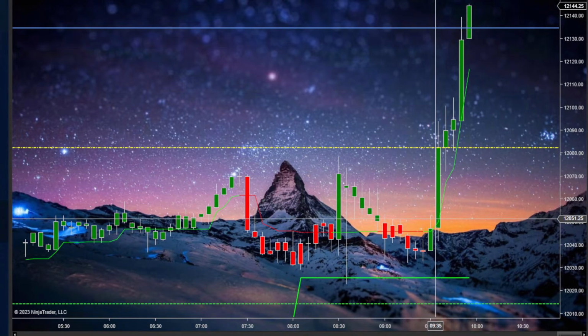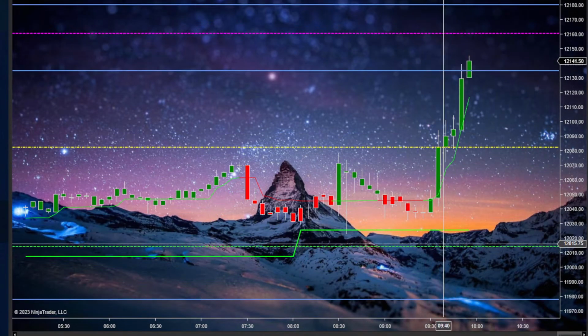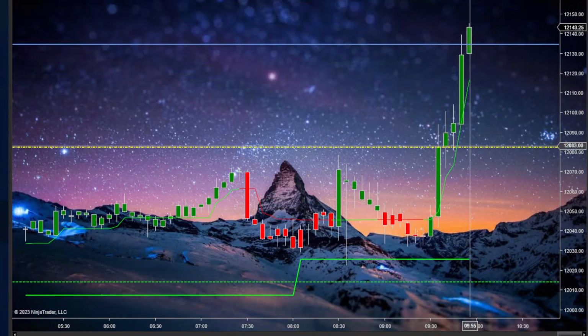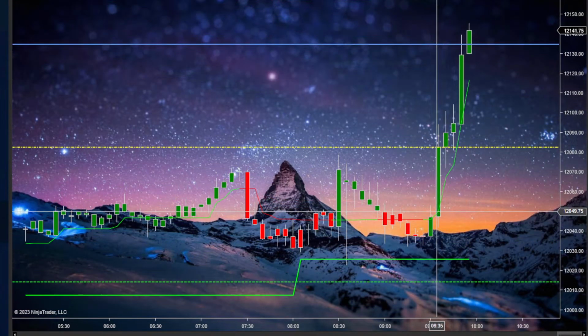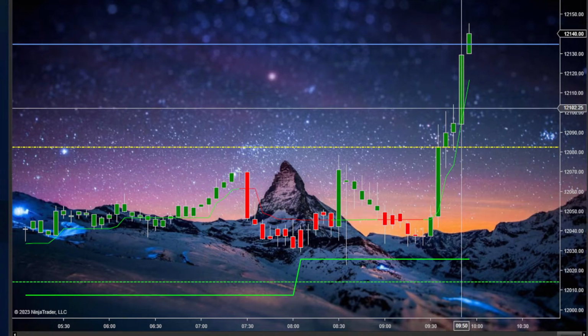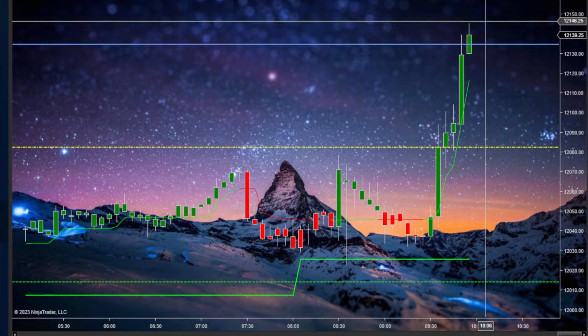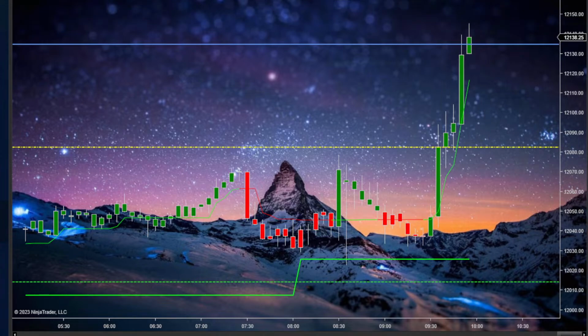But look at that beautiful long. Because mine was flagging. It was flagging right here, and then it didn't. It stopped. But a long from 12,050, and now we're at 12,150. That's 100 points. That's $2,000 per mini. All done for you off of one trade.